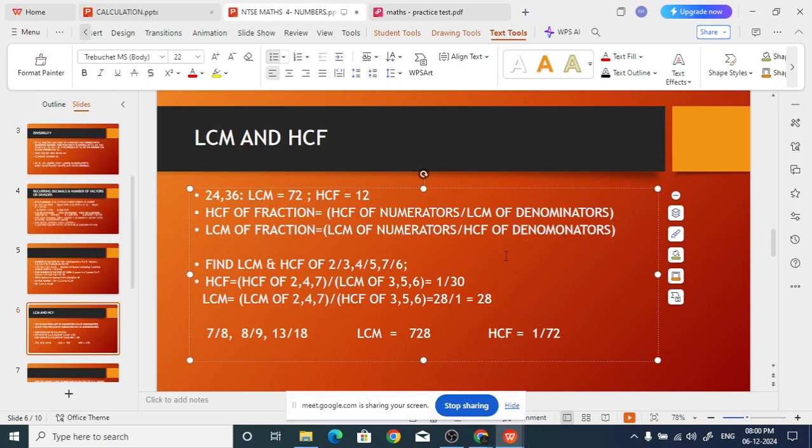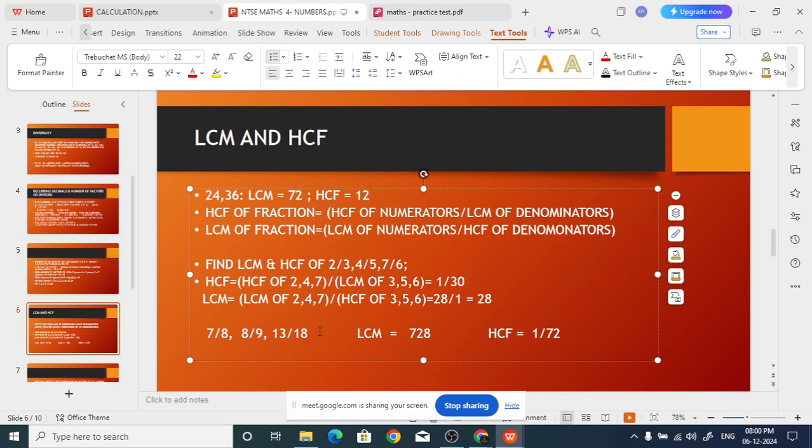Numerator means what comes on the top. So what is the LCM of the numerators here? 2, 4, 7 are in the numerator. What is the LCM of 2, 4, 7? LCM of 2, 4, 7 is how much? 28.